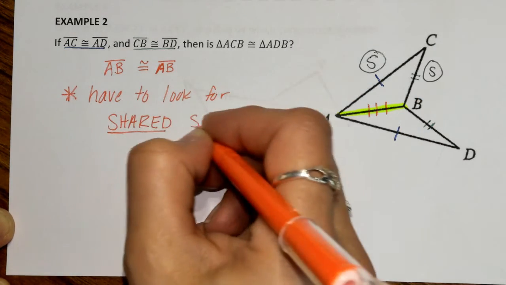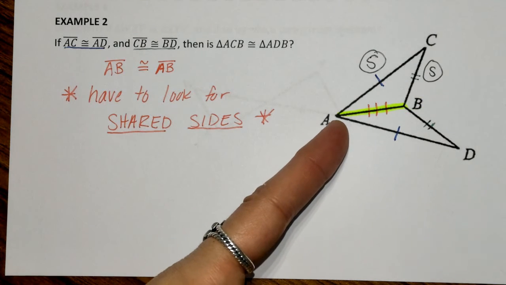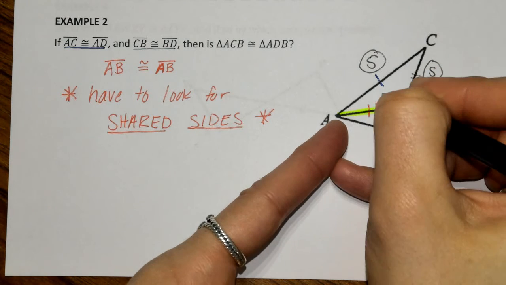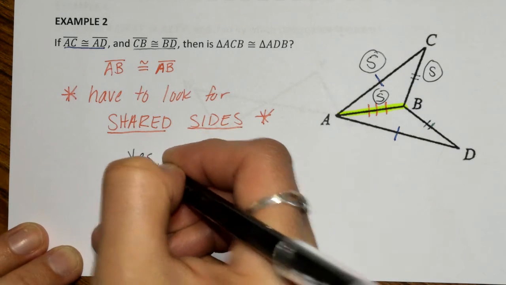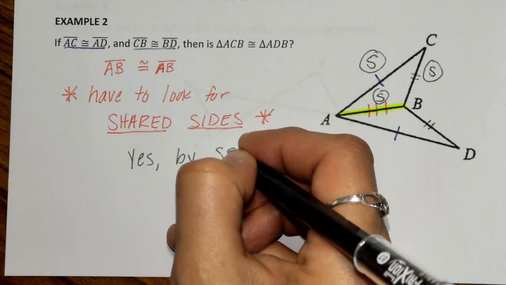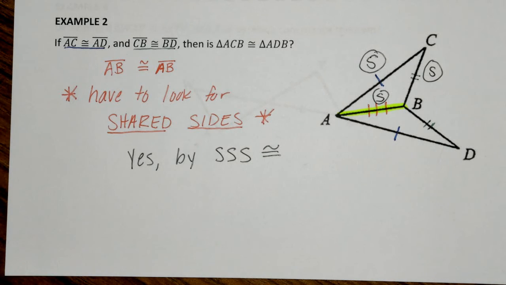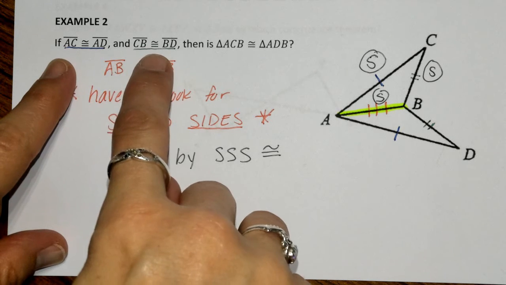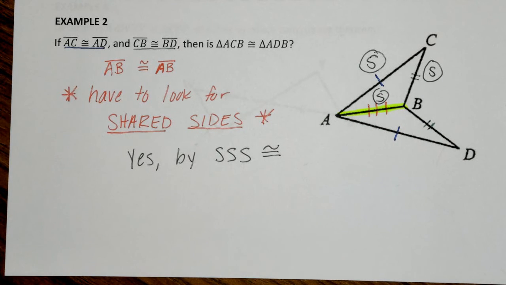This is very, very important because if you don't notice it, and in this case that's actually what makes these two triangles congruent, we now have a side, and another side marked congruent. We actually do have congruent triangles, so the answer to the question is yes. And how do we know? It's by SSS, side, side, side congruency. So you have to be able to read these congruency statements, figure out what's congruent, but you're also going to have to keep an eye out for those shared sides. Okay?